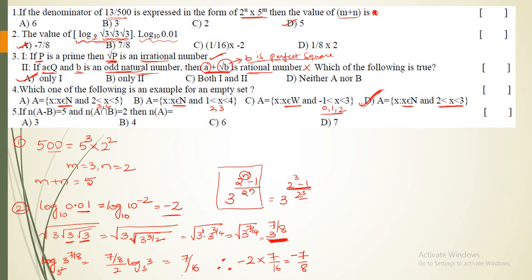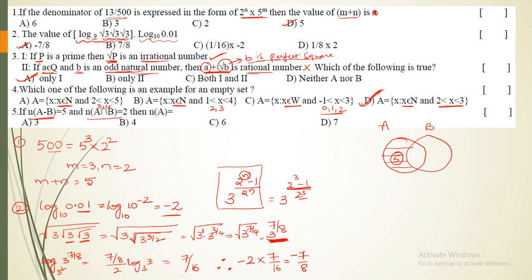Next, n of A minus B is equal to 5, n of A intersection B is equal to 2. If you have such types of questions, make use of Venn diagrams. How to do it? This is set A, this is set B. What is given is the number of elements in A minus B. A minus B means only the A part, that means this part. This part contains 5 elements.